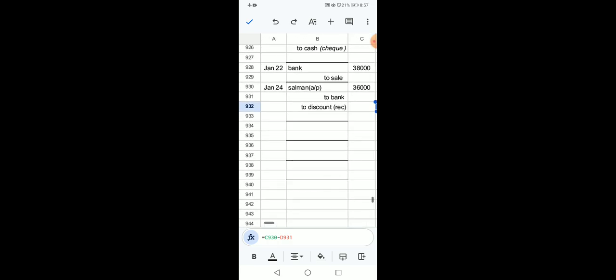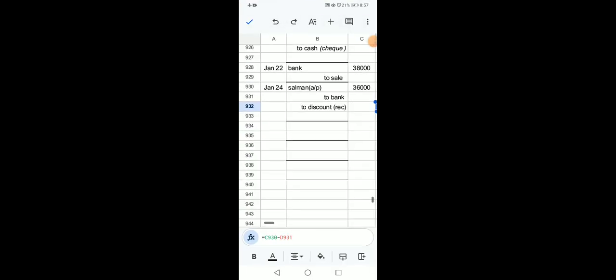As Salman had permitted us to pay less, it is a comfortable situation for us. It is just like income for us, so income should be mentioned on the credit side. That is why discount is written on the credit side. The amount we have calculated by subtracting the totals of both sides. The difference was 400. This would be considered your discount. The January 24th entry has been completed.